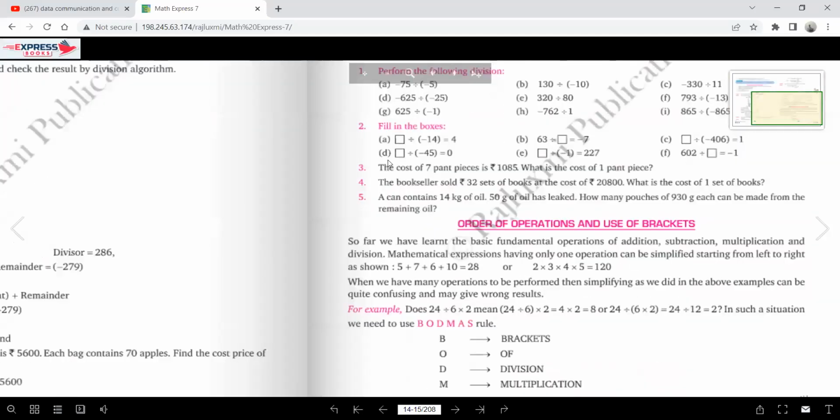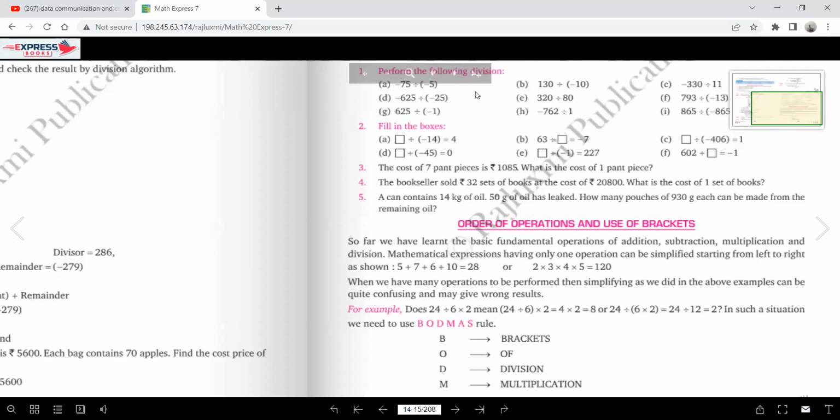Question number 3 says that the cost of 7 pant pieces is rupees 1085. What is the cost of one pant piece? अगर 7 पैंट पीसेस की कॉस्ट 1085 है तो 1 पैंट की कॉस्ट क्या होगी? This is a very very very easy question. I think you already done this type of question in your earlier classes, so I am just going to tell you directly.